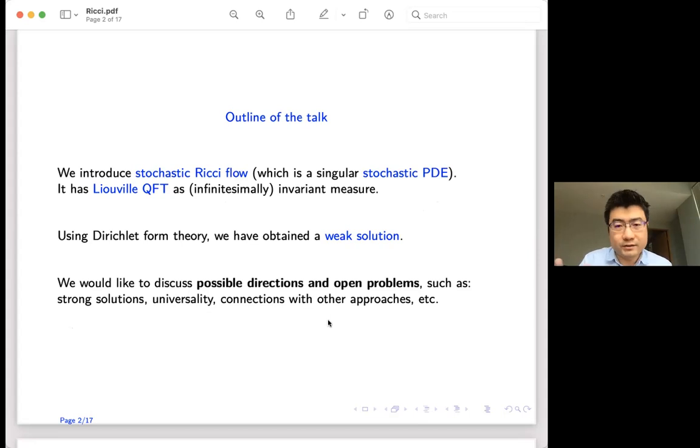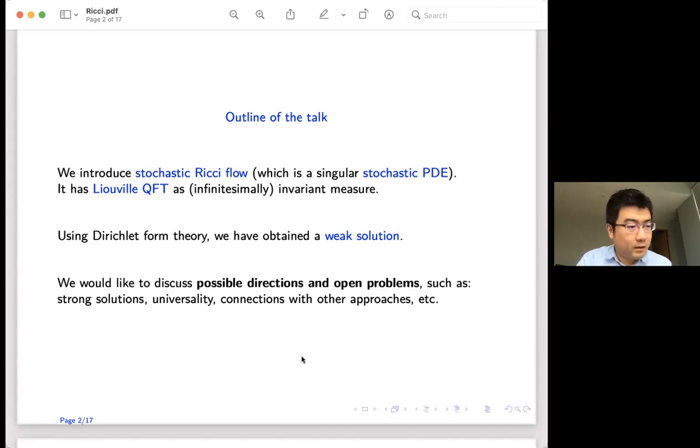Also, I'm interested to see the connection between this dynamic approach and the other approaches of random geometry. Of course, Julien has more insight on this.